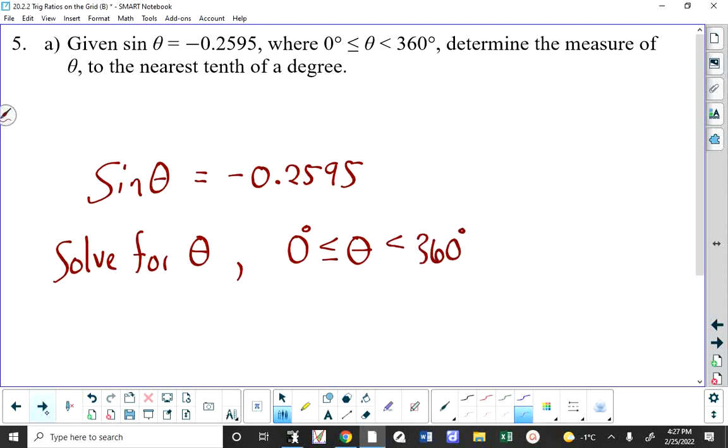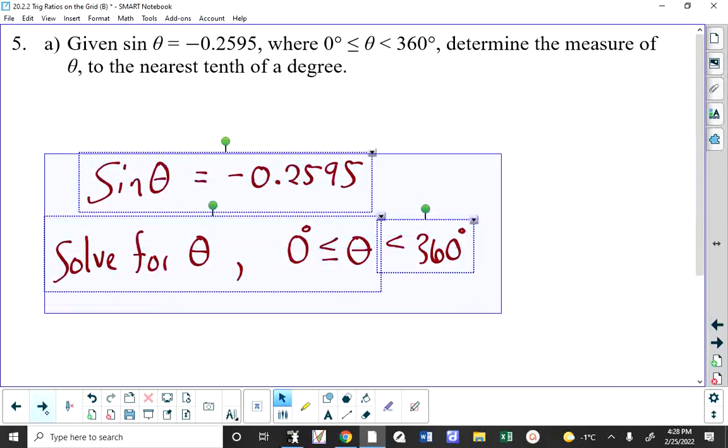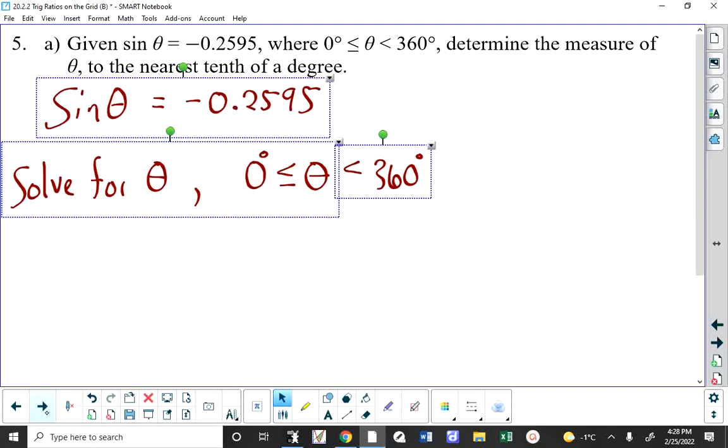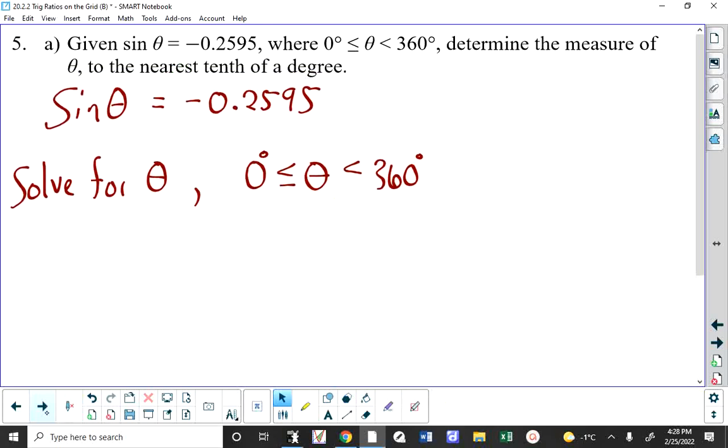And this is a fancy way of saying we want to find all of the angles for theta that make that equation true. And the angle can be any angle between 0 and 360 as long as it makes it true. So there are a series of steps that you need to follow to solve these trigonometric equations, and it's important that you follow along very carefully on your calculator.